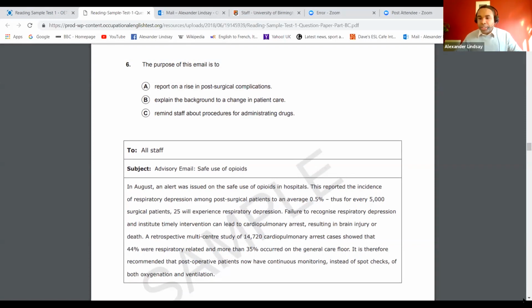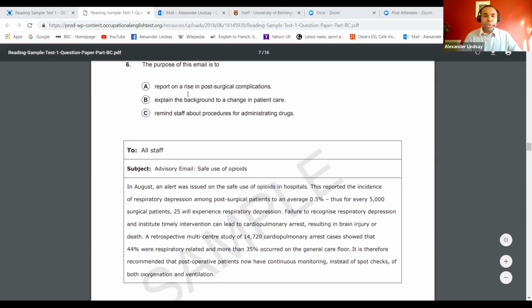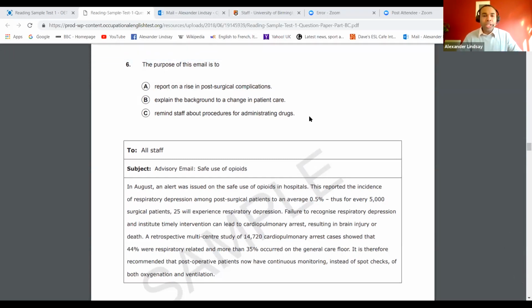Okay, so looking at the answers then, the vast majority of answers are B. I can see that. Bridget, Violetta, Fernanda, Alfie, B, B. Yeah, almost everybody's saying B. I think I saw one A, one C. The vast majority of people are saying B. Okay, so let's have a look at this then. So the purpose of the email is to report on a rise in post-surgical complications, explain the background to a change in patient care, remind staff about procedures for administering drugs. Well, almost everyone is saying B, and I think with good reason, haven't we?